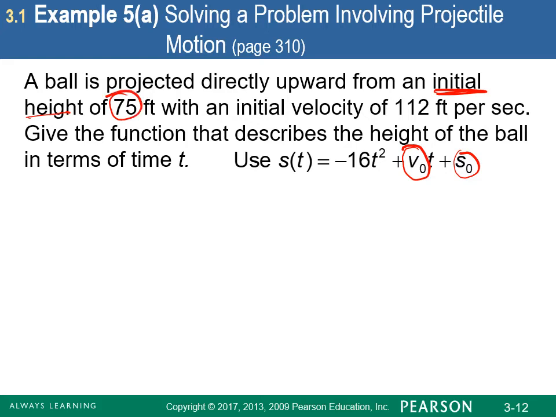Now that is the s. Don't ask me why height is s, but it is. And so all we do is we put a 75 there. And the initial velocity is 112, so we put a 112 there. And that's our answer.